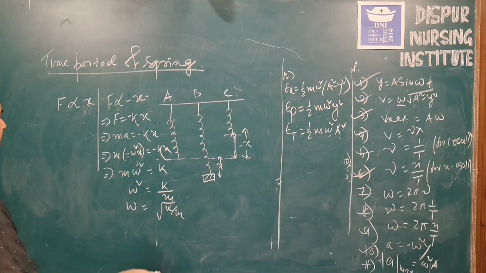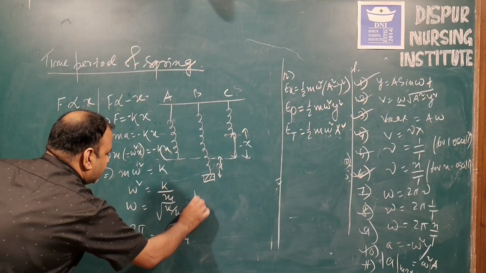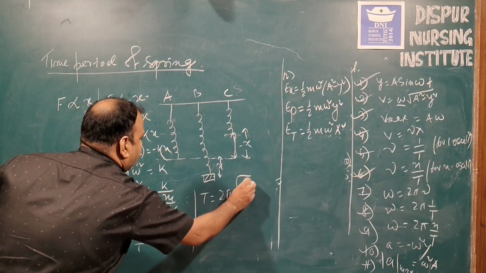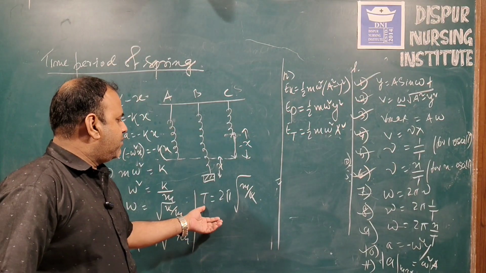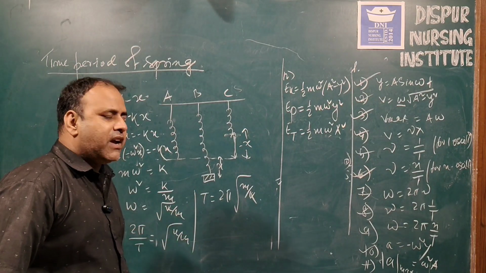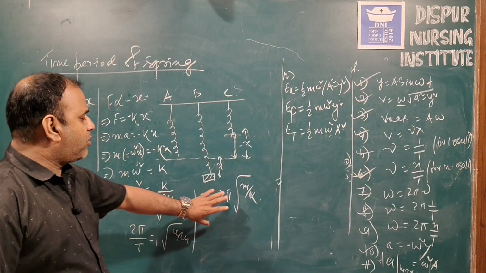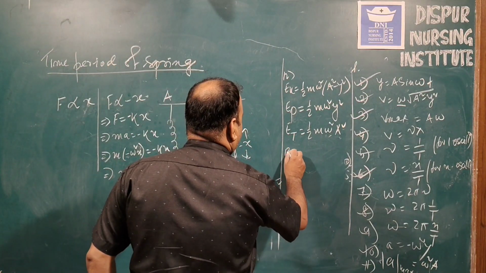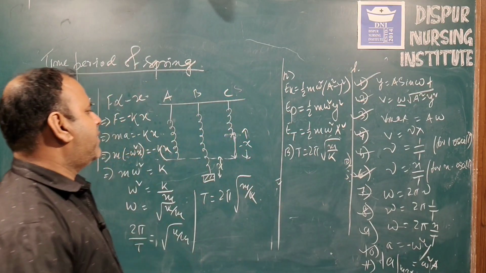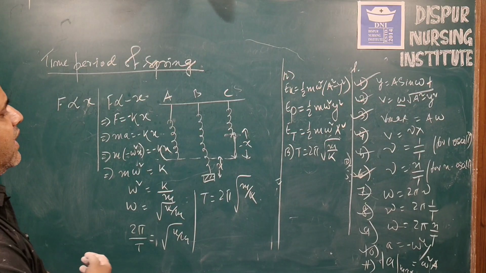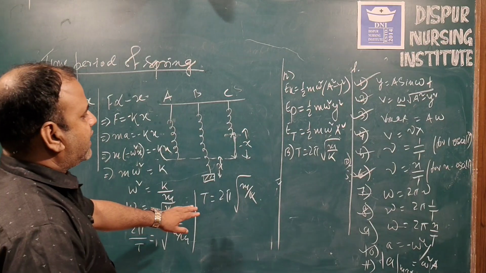Now you can see I have given this formula, omega means twice pi by T. Twice pi by T is equal to under root k by m. So in this case, T is equal to twice pi under root m by k. This is a kind of formula. This is the time period of spring. Here you can see k is a spring constant. So 13 number formula, T is equal to twice pi under root m by k. You remember this formula. m is the mass and k is the spring constant. Now this is the formula for time period of spring.